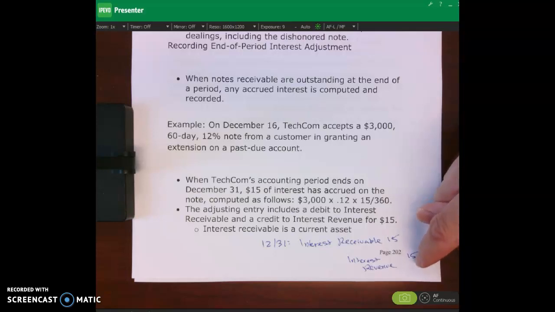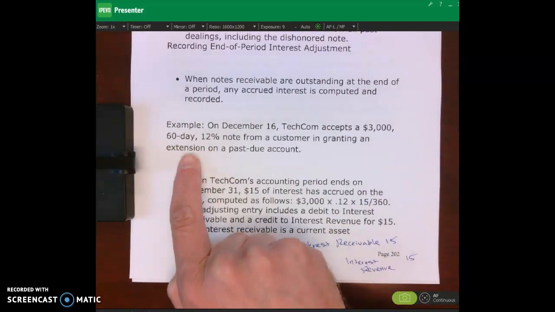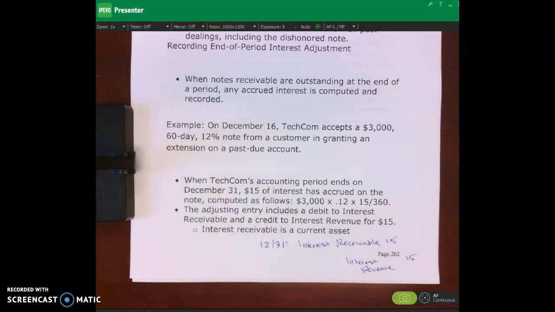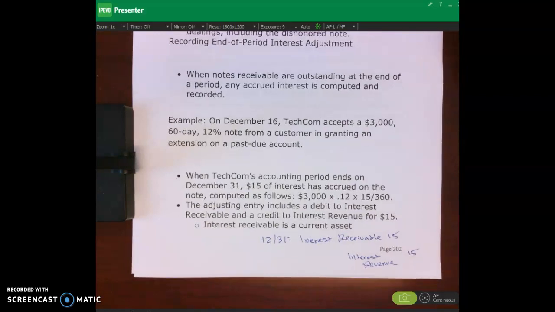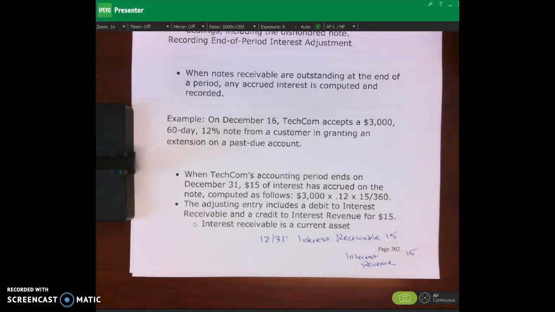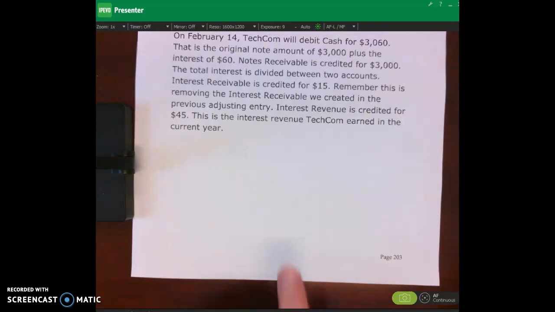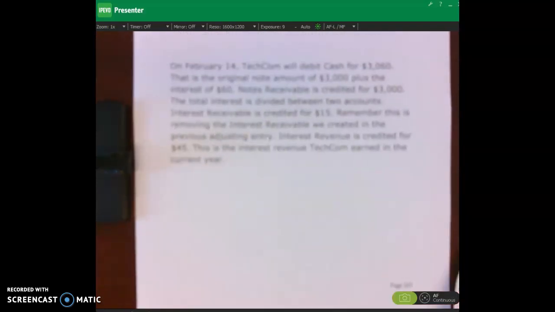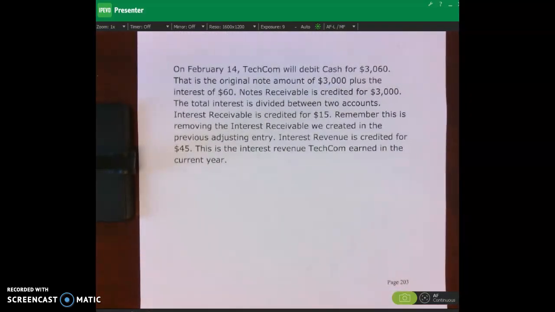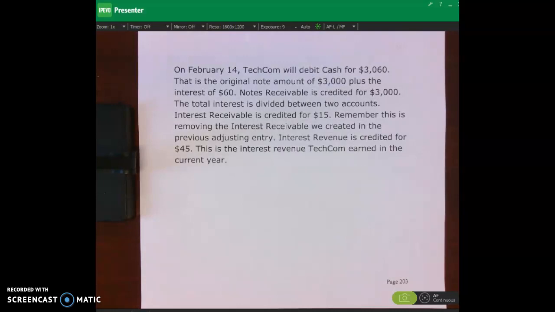We can recognize this interest revenue even though we haven't gotten paid for it. We'll get paid for it in the next accounting period, on February 14th of the next year. That's when we'll get paid, but we can still recognize interest revenue in this accounting period because of the revenue recognition principle, okay? So let's look forward to the next page, on February 14th when TechCom gets paid. Let's look at that journal entry.